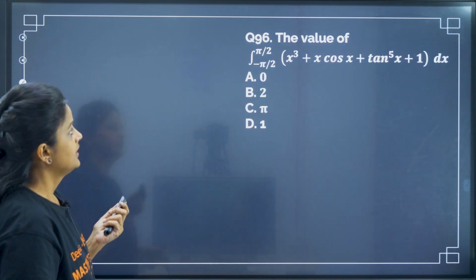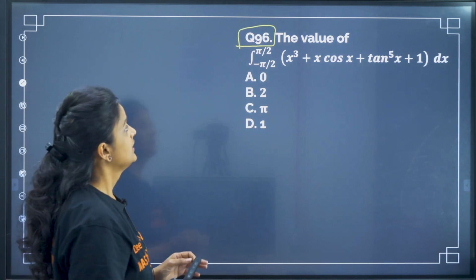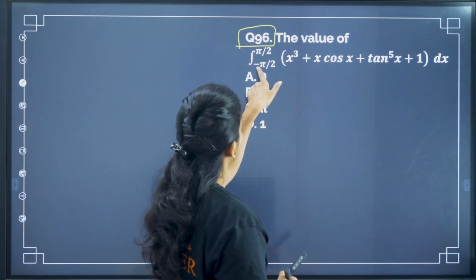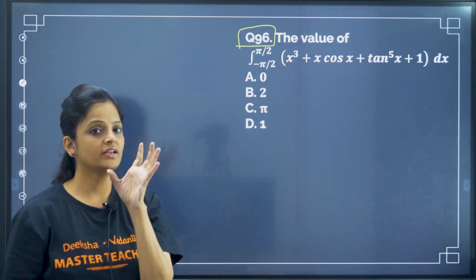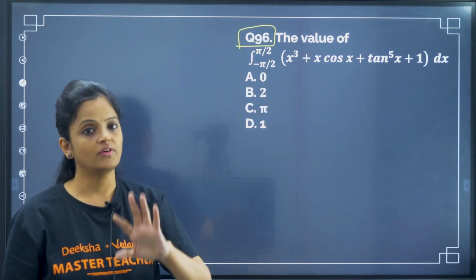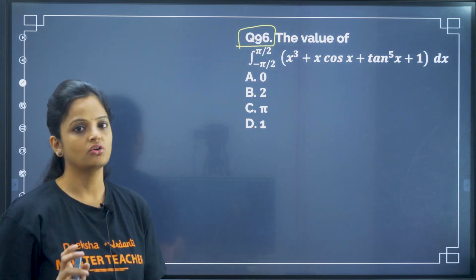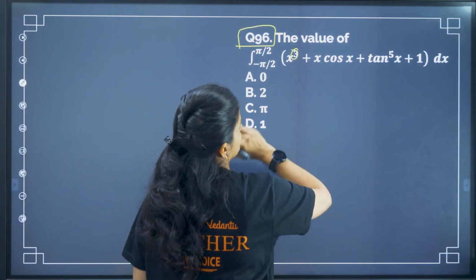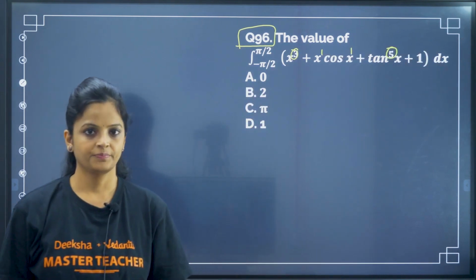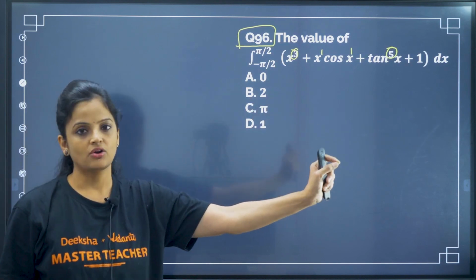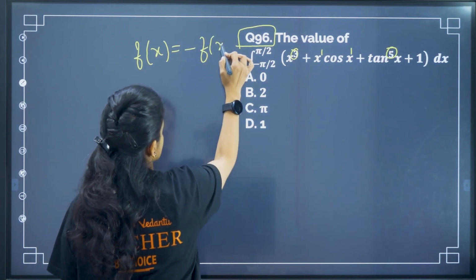Okay. Let's see the next question. 96th one. If I observe, first of all, you have minus pi by 2 to pi by 2. That is one hint which is loudly telling you that this might be an odd function. The same thing happened in the previous one also, but the function they gave was not odd. Here, these are odd numbers, odd powers, and you have a constant. When all the powers are odd, it shows that f of minus x will be minus f of x, isn't it?